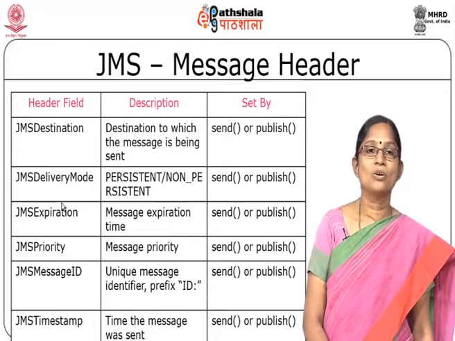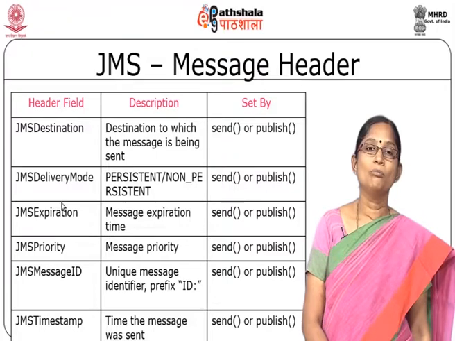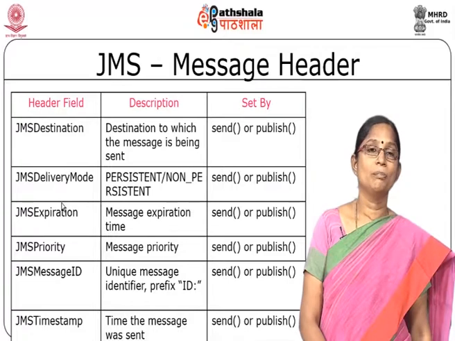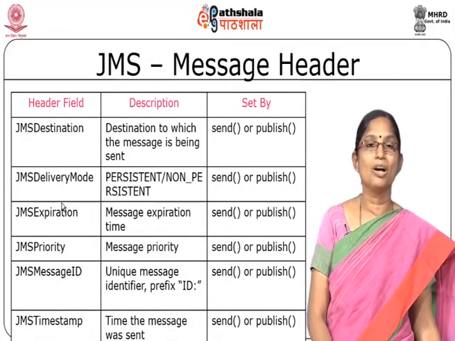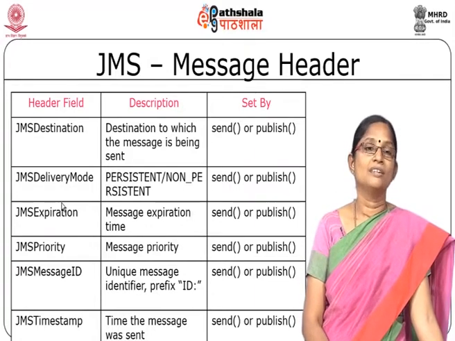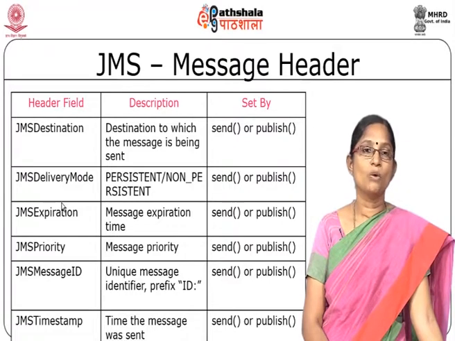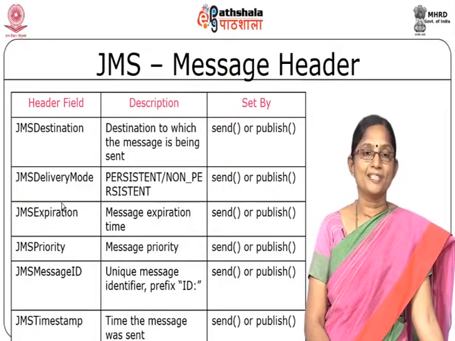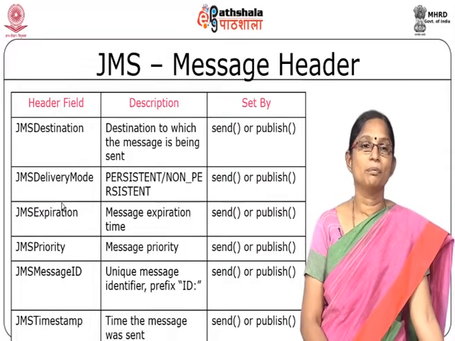The second one is called delivery mode. Delivery mode describes whether it is persistent or non-persistent, that is, the mode of delivery is going to be persistent or non-persistent, whether it is going to last for a long time or for a short time. Again, it makes use of the send or publish method. Then JMS expiration, this property gives when the message is going to expire, what is the expiry time of a particular message.